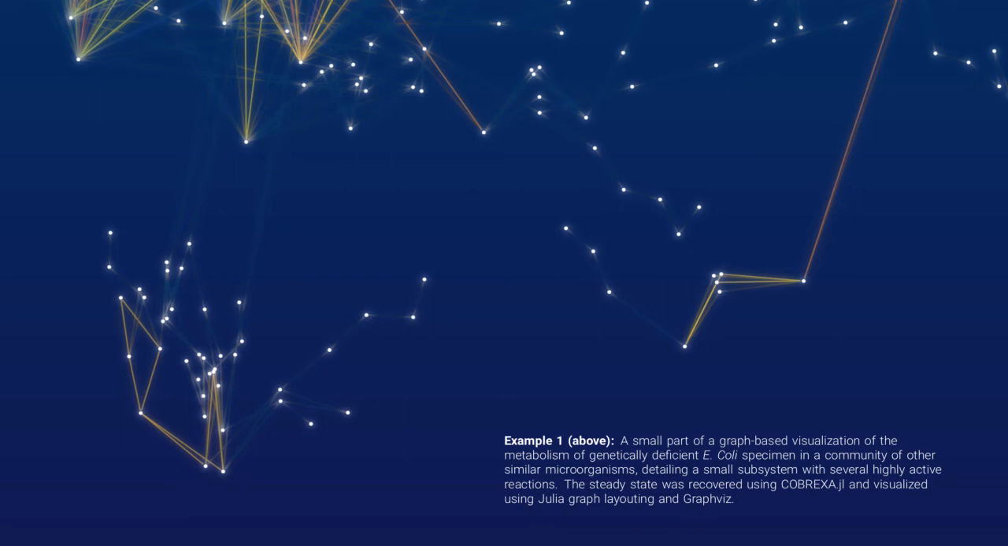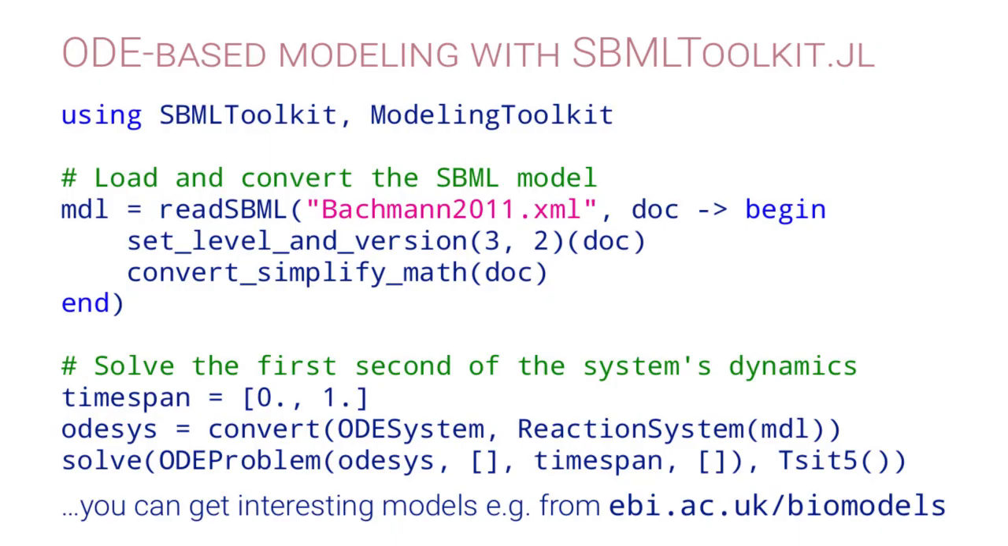Great, so let's see how this works with dynamical models. The first thing you have to do is you need to use SBMLToolkit and ModelingToolkit. And then you can read an SBML model, here it's the Bachmann 2011 model, into MTK here. And once you have done this, you can convert this into any system you want. Could be a stochastic jump system. Here we convert it into an ODE system. And then we solve this ODE system using ZIT5.